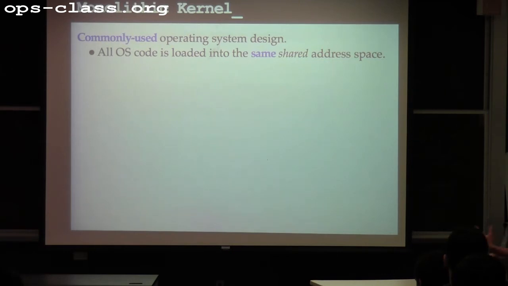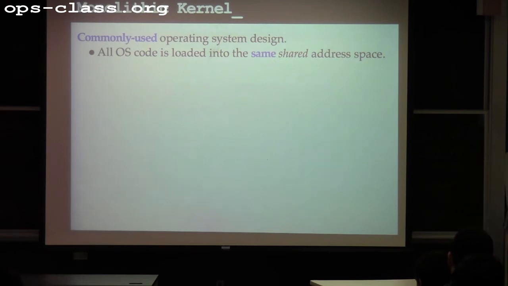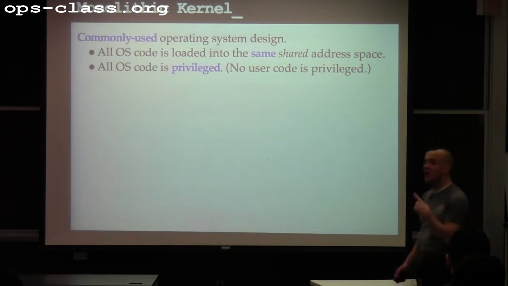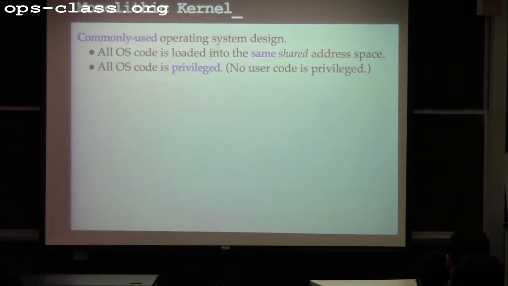Any code that gets into this privileged shared address space can basically stomp on anything: other memory, things in use by other threads within the kernel, which of course is heavily multi-threaded. It also means that all the operating system code is privileged. No user code is privileged, but all the OS code has privileged access to the machine, allowing it to do things like manipulate the virtual memory mapping so it can see any part of user memory.